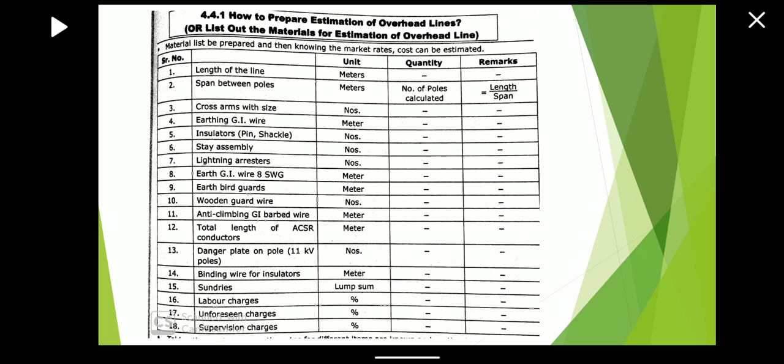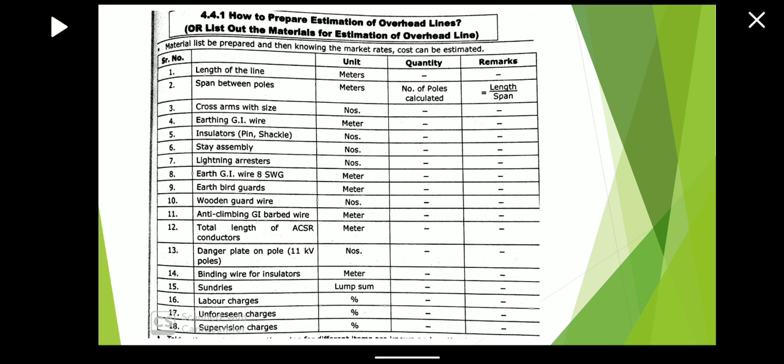lightning arrestor, earth GI pipe, GI wire of 8 SWG, then earth bird guard, wooden guard wire, then anti-climbing GI barb wire, then total length of ACSR conductor, then danger plates on pole, that means for 11 kV and above 11 kV lines, then binding wire for insulation, sundry labor charges, unforeseen charges and supervision charges.